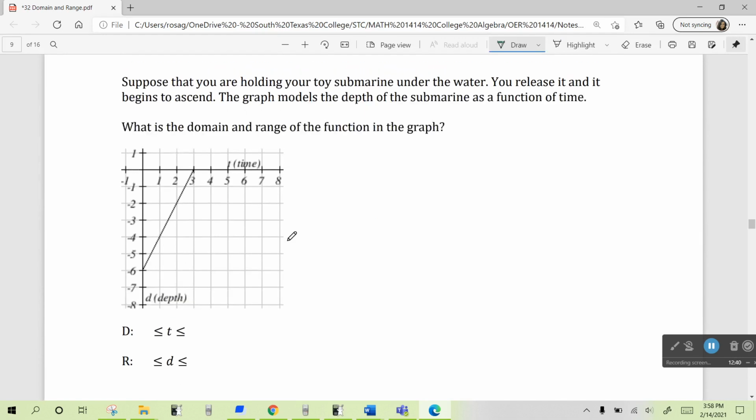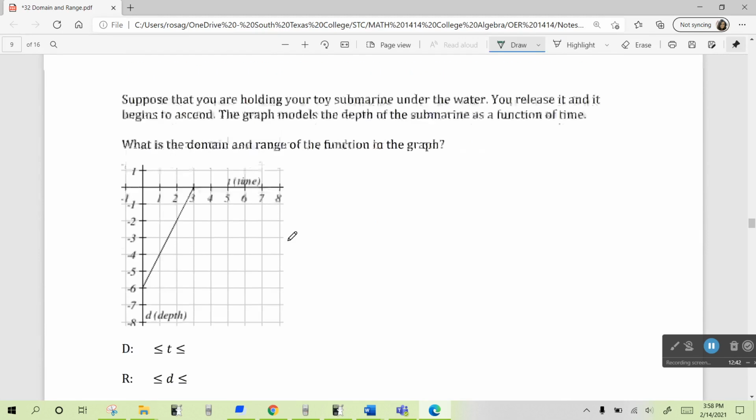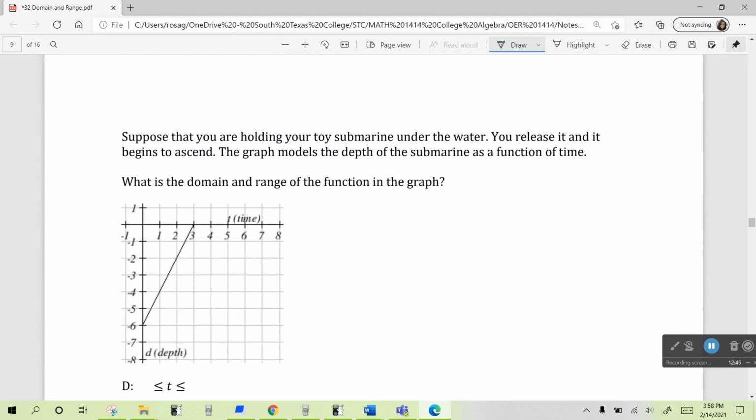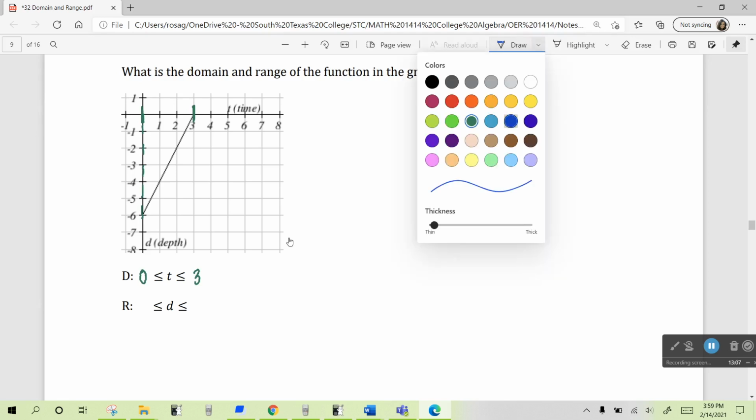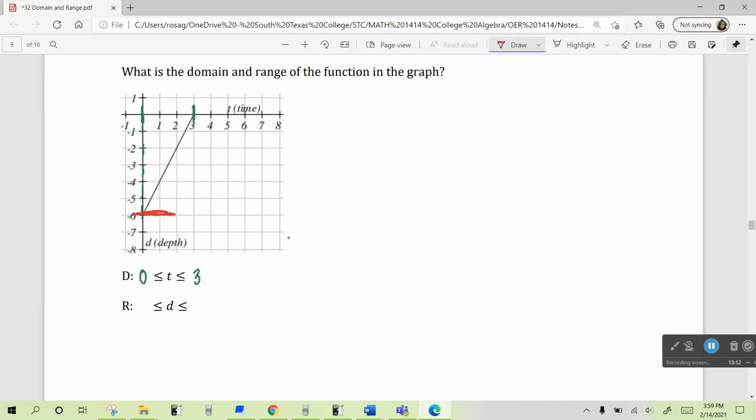Again, domain and range for this. The domain on the axis, it starts here and it ends here. So it starts at 0 and it ends at 3. And then on the y's, it starts right here, which is -6, and it ends right here, which is 0.